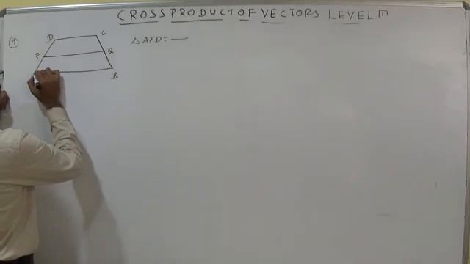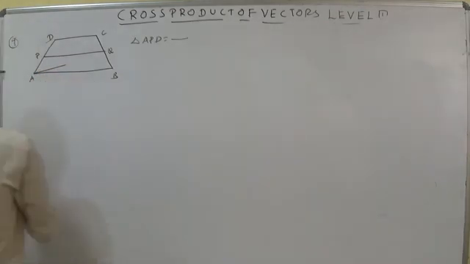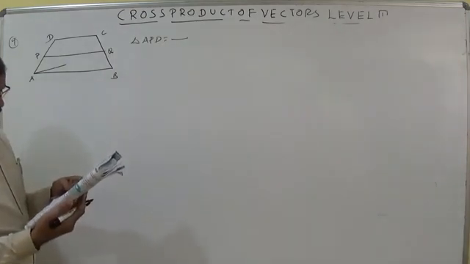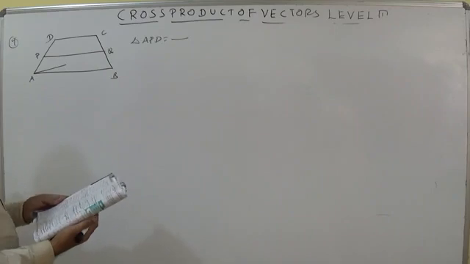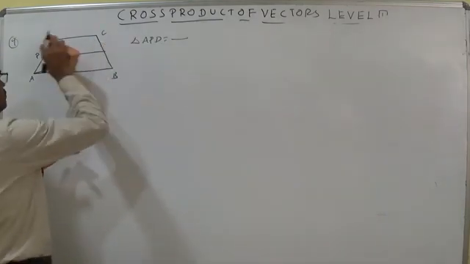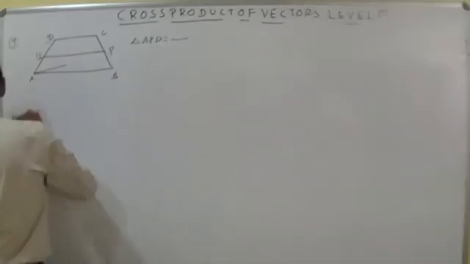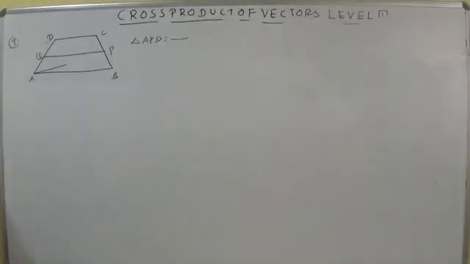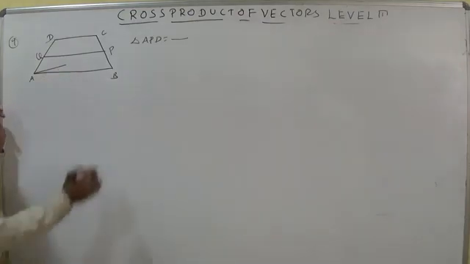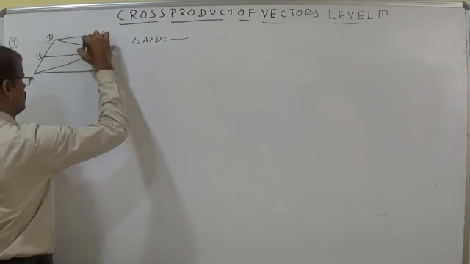Construct the triangle APD. Only APD is given, so we should not take the midpoints like this. You should put the midpoint here, P here and Q here, the midpoints of BC and AD. This is P. So draw like this. Join AP and this one.